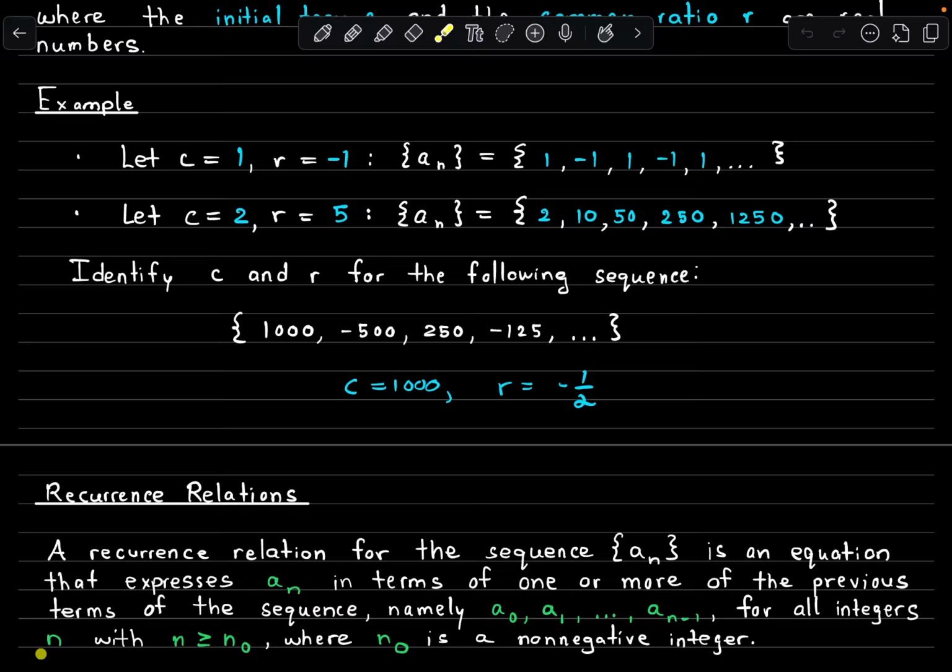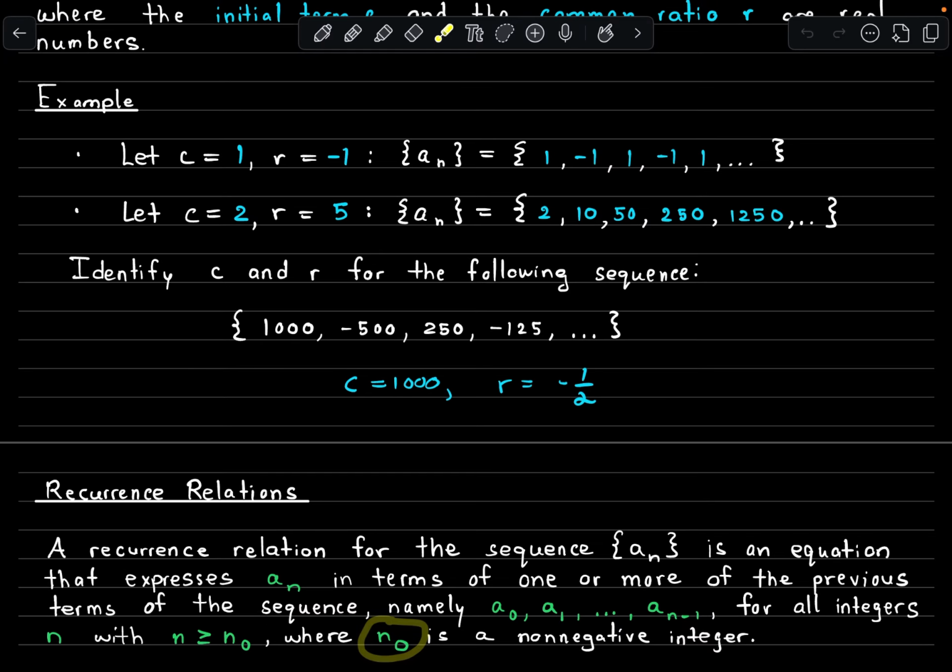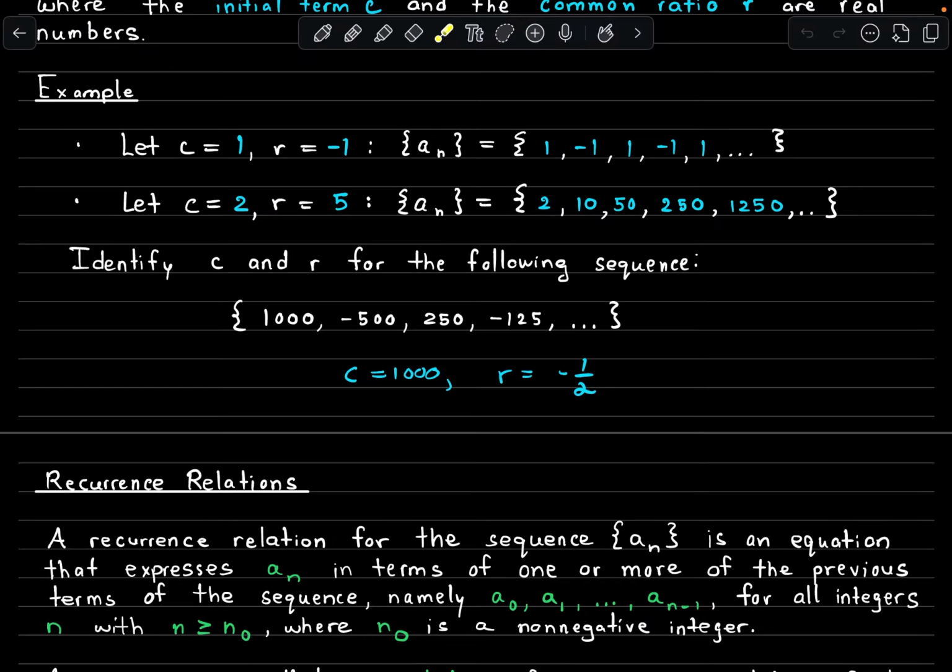Okay, this is going to be for all integers n, where n is greater than or equal to n0, and n0 is a non-negative integer. This is just saying, right, n0 is just going to be our starting value, which we said was either 0 or 1. Okay, our index values are just counting numbers, right? So 0, 1, 2, so on and so forth. We're not going to ever have a negative value for an index.